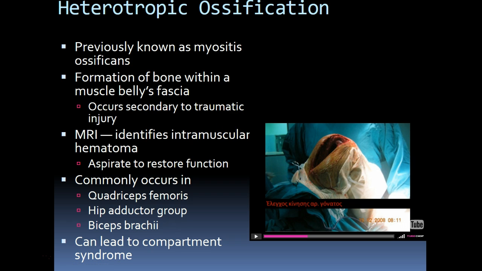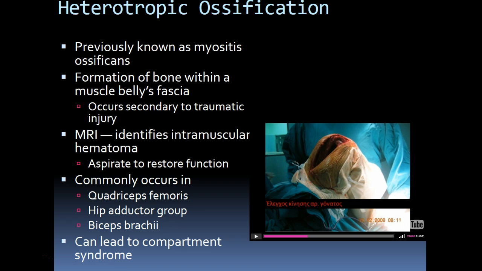We see with heterotropic ossification is that it always occurs secondary to a traumatic injury. So in other words, a direct blow to the quadriceps or hamstring or any other muscle group, and then repetitive microtraumas after that. We see this most often in soccer, and that's just because of the kneeing and the kicking that occurs to the quadriceps muscle.